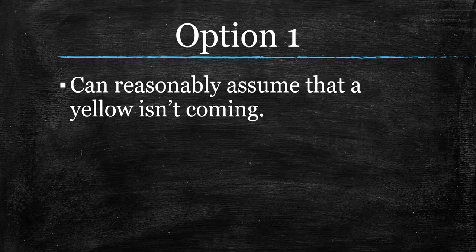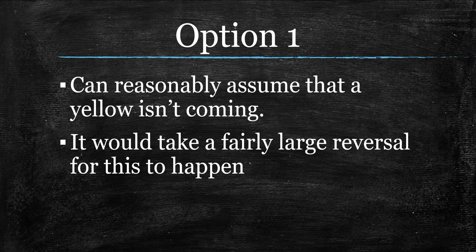You would need to reasonably assume that a yellow isn't coming. So if your signal was green, unless you had a really down day, you can probably reasonably assume that it's going to stay green and go ahead and enter. Because from what we've seen with this indicator, it would take a pretty big reversal day for you not to get another green and legitimize that signal. So you can cheat a little bit here.